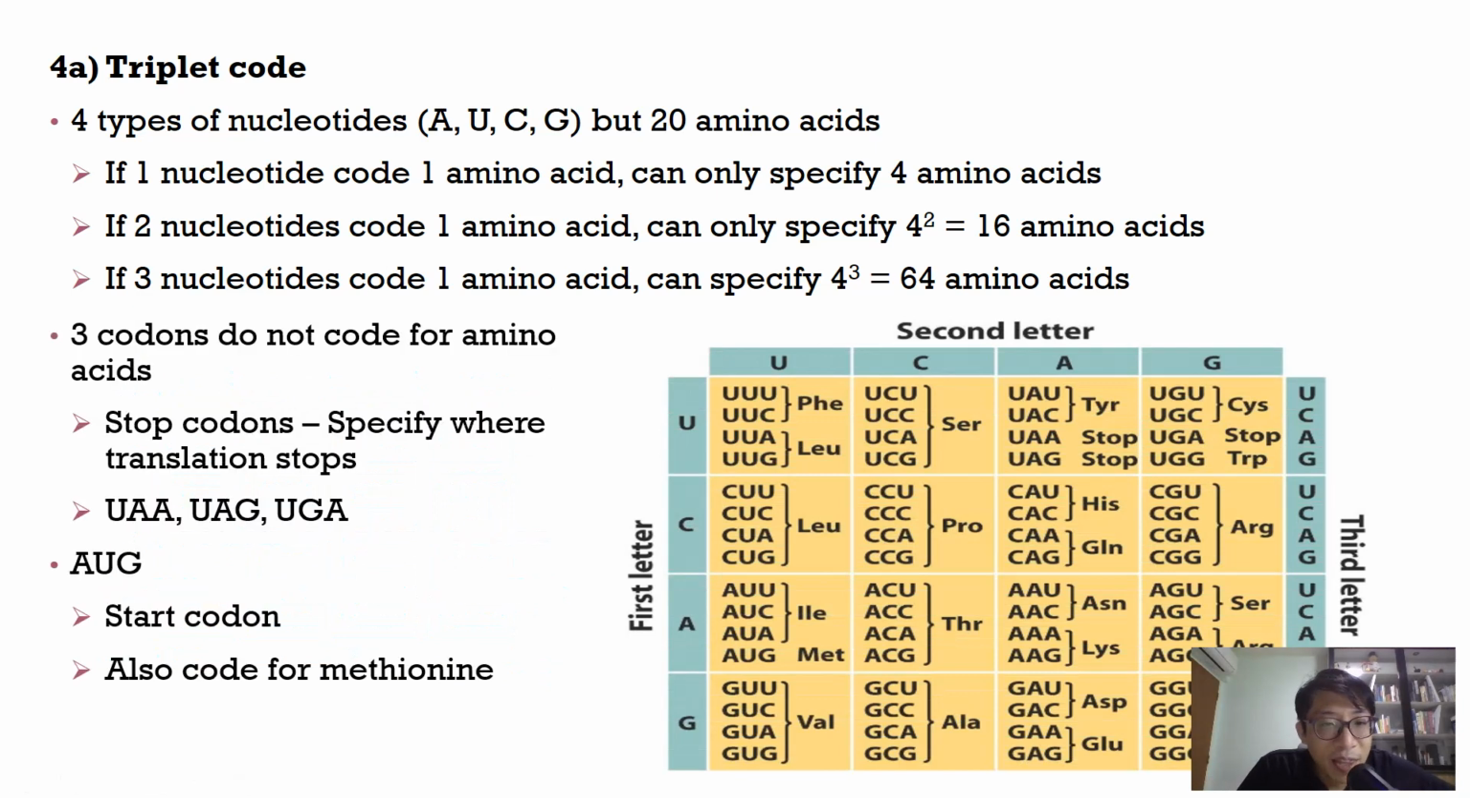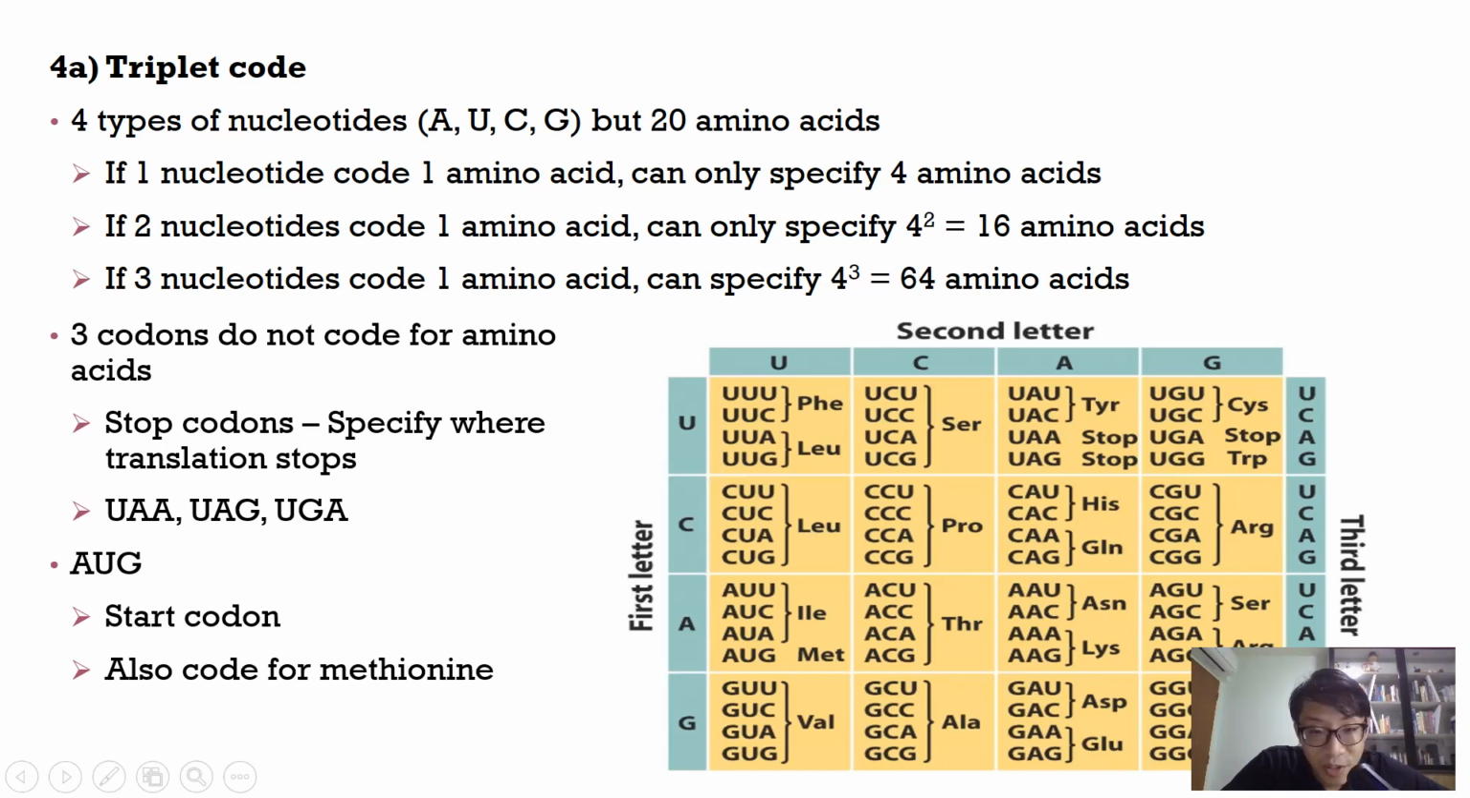If you look at all the 64 codons, not all of them code for amino acids. There are 3, UAA, UAG, and UGA, that are called stop codons. That's where it signifies the stop, the termination of translation. You'll look at it next lesson when you look at the process of translation. But for now, you need to remember the sequence of the stop codons: UAA, UAG, UGA.